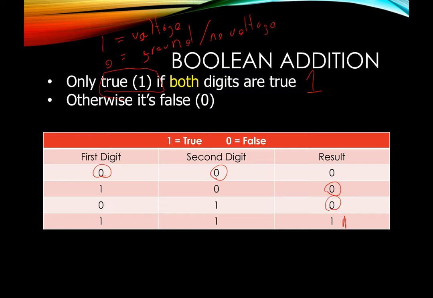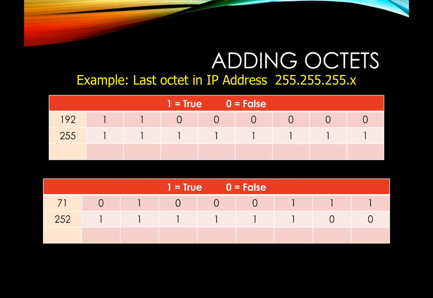So to me, this is Boolean addition. There's other names for it, but the only thing you have to remember is the only time two binary bit digits, when combined in this fashion, produce a 1 is when they're both a 1. Other than that, they produce a 0. This comes into play a little bit later on. So when you have to add an octet together, so here we have an IP address of 255.255.255. And remember, 255 is 1, 2, 3, 4, 5, 6, 7, 8 ones.